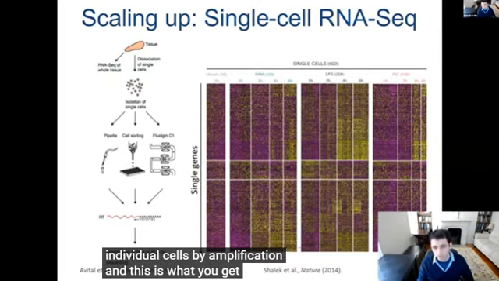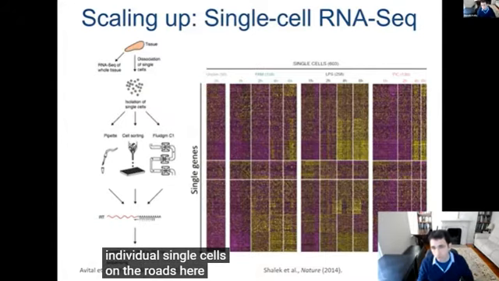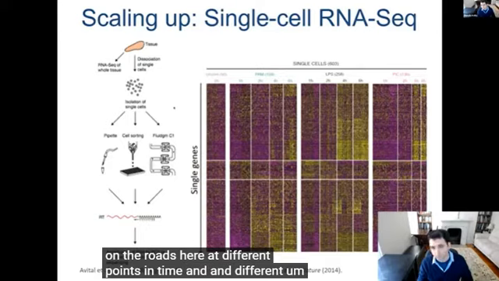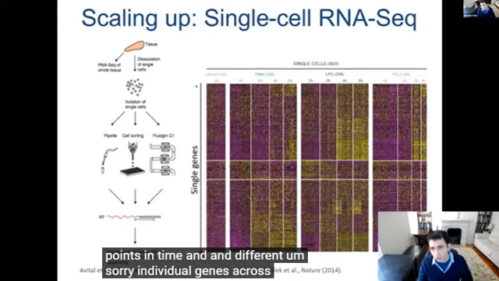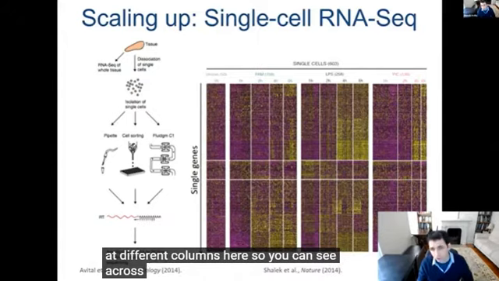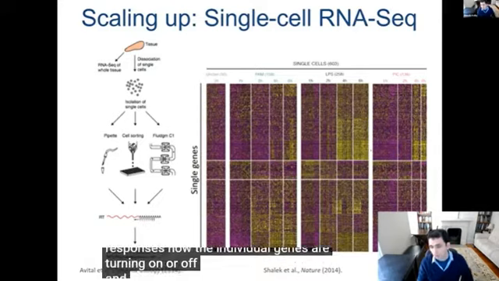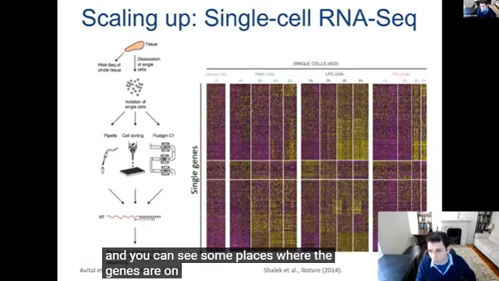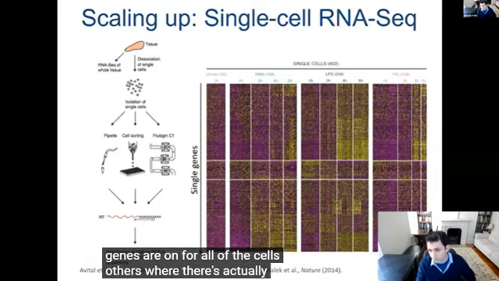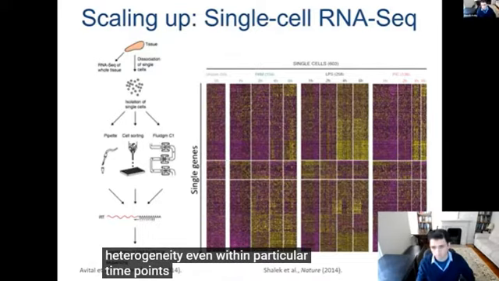And this is what you get when you see individual single cells in the rows here at different points in time, and individual genes across cells in the different columns here. So you can see across the time course of different responses how the individual genes are turning on or off. And you can see some places where the genes are on for all of the cells, others where there's actually heterogeneity even within particular time points.